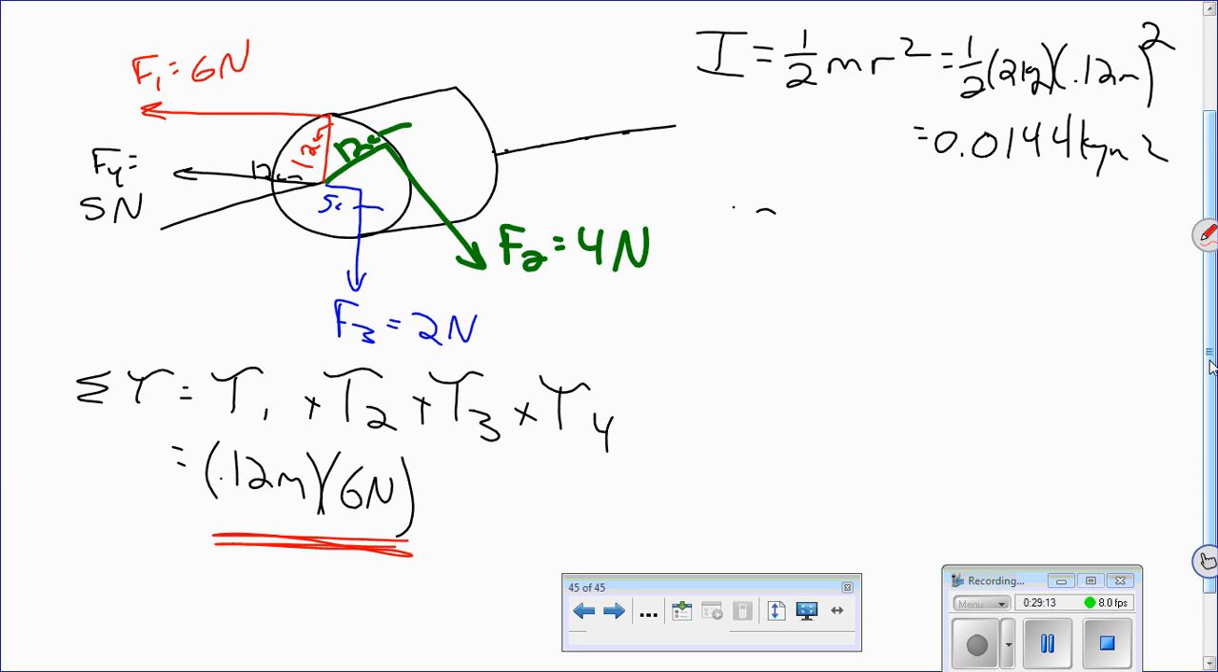It's from force 1, so positive or negative? Positive. So there are 2 ways you can figure that out. The way that I did it is I just looked at it and I said, well, that's going to make it go counterclockwise, positive. Counterclockwise is positive. Everybody good with that? Or use the right-hand rule. Here's my radius. Here's my force. Thumb points out of the board, so it's positive. Cool?